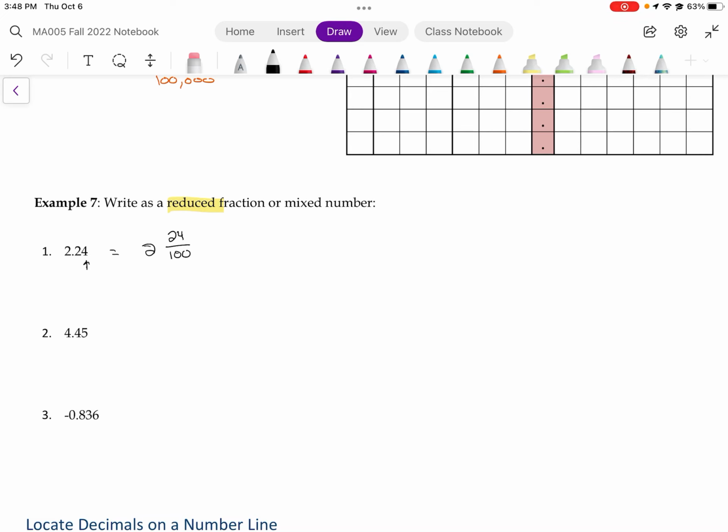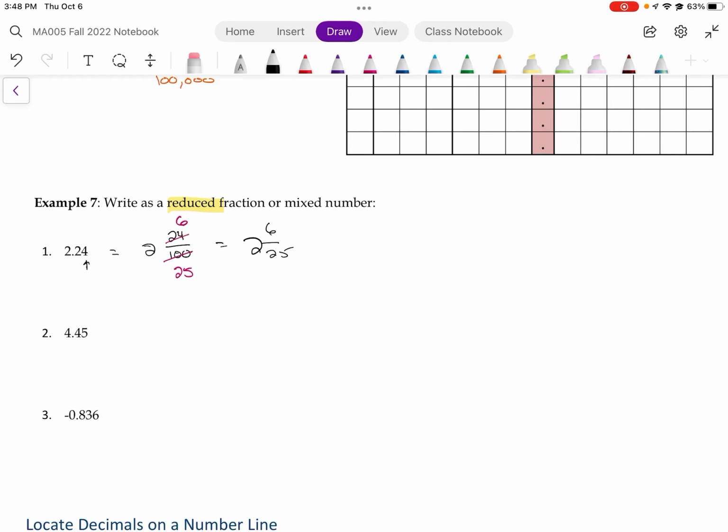All right, so now this is going to reduce, and you want to say, I see a 4 in 24, and I know 4 goes into 100. So how many times does 4 go into 24? 6 times. How many times does it go into 100? 25. All right, so I get 2 and 6 25ths.